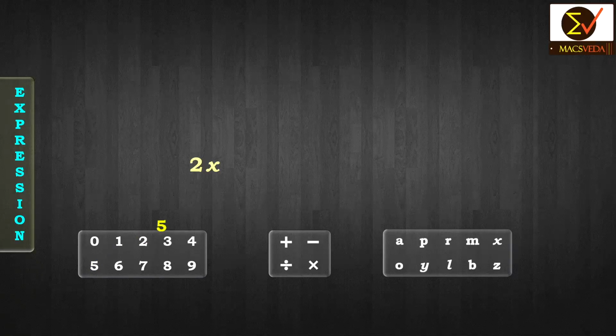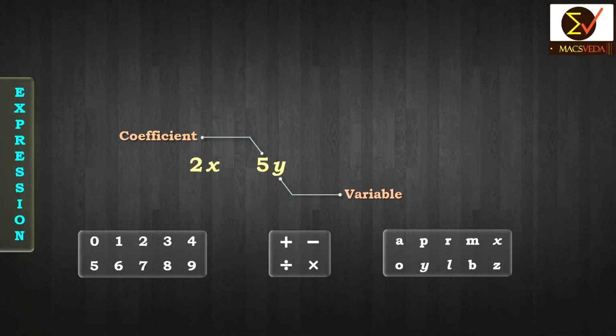Now here the constant 5 is multiplied with the variable y to form another expression. Here 5 is the coefficient and y is the variable. These two expressions can be combined using another operation like addition, and you get a combined or bigger expression. This 2x plus 5y is also an expression. So we can combine constants, variables, or even expressions using various operations to form expressions.